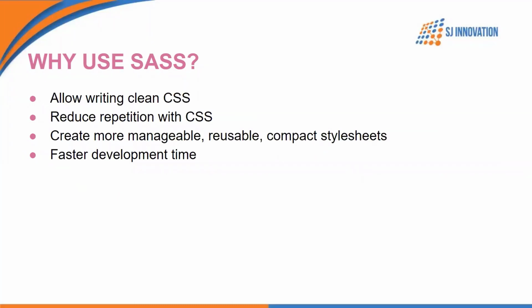And why do we use SASS? SASS allows us to write clean CSS. We all know that CSS on its own is very fun, but style sheets are getting larger, more complex, and harder to maintain. This is where the preprocessor can help. So that's why we use SASS. Also, it reduces the repetition of CSS. It creates more mergeable, reusable, compact style sheets, and it also takes less time to apply on a project.